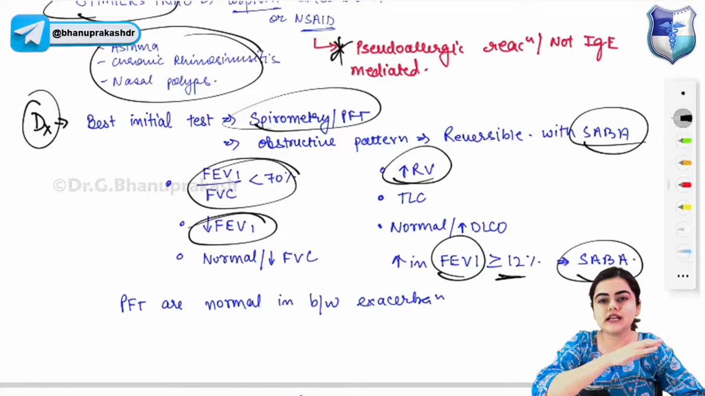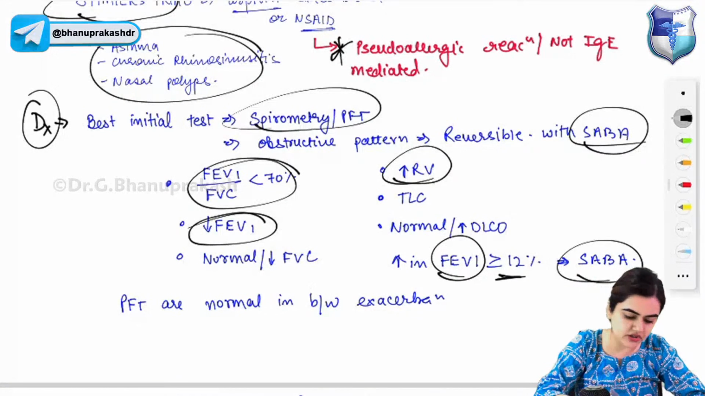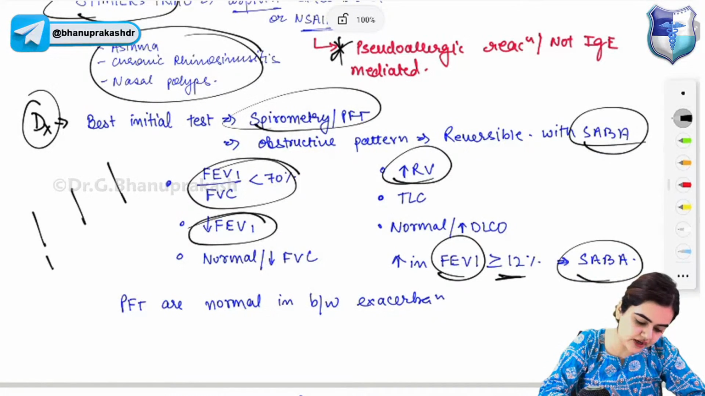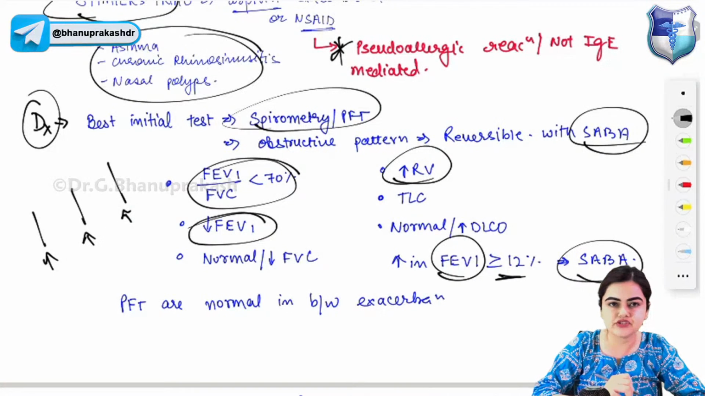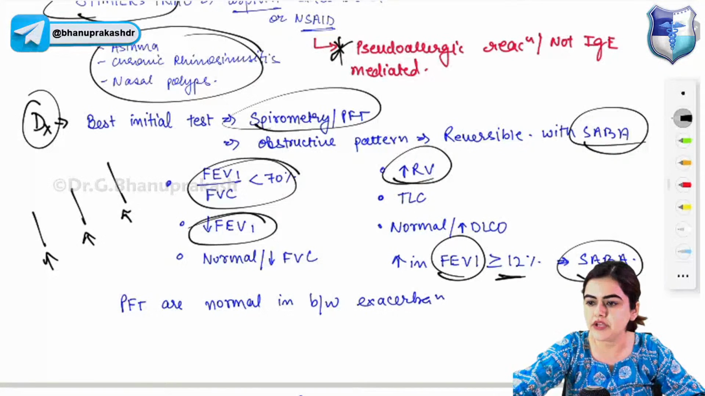Okay, now in between exacerbation. So asthma doesn't occur in a continuous fashion. It occurs in exacerbation. There are episodes of exacerbation. So in between exacerbations, the PFT will be normal. The pulmonary function test will be normal.